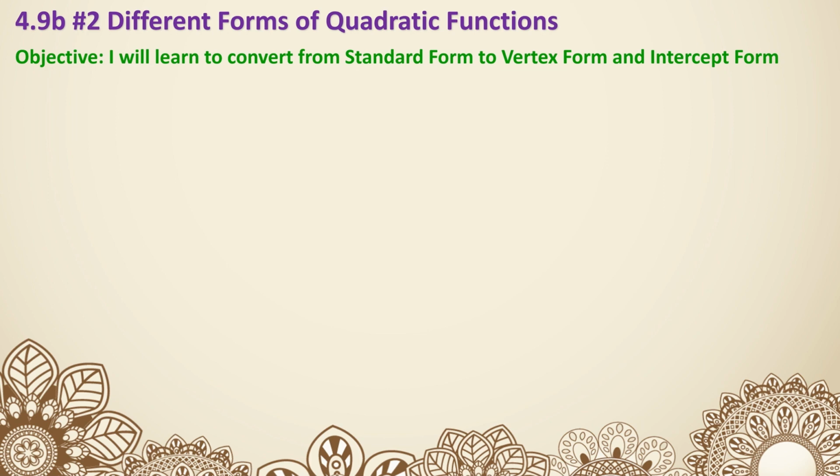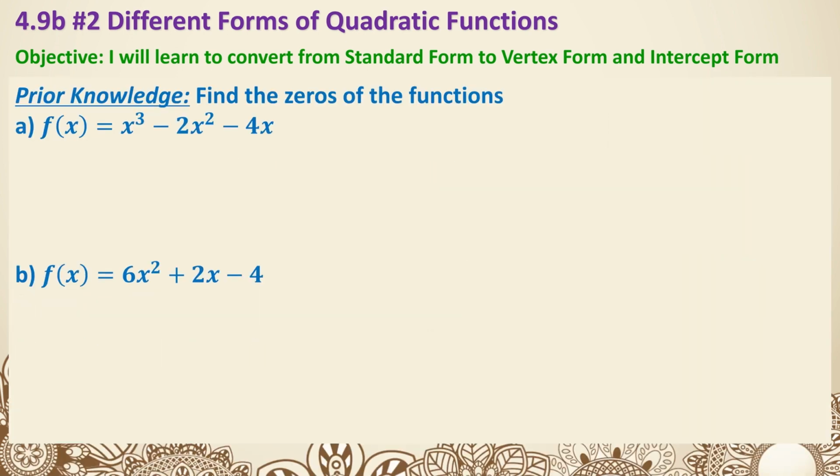Today we are going to continue to learn more about different forms of quadratic functions. First, let's review what we have learned in the last lesson, which was finding the zeros of functions. In this case, I didn't specify it's going to be quadratic functions, that's why they could get a bit more complicated. So let's have a look at the first one, f of x equals x cubed minus 2x squared minus 4x.